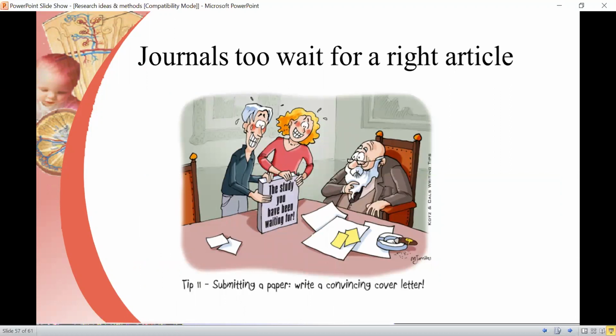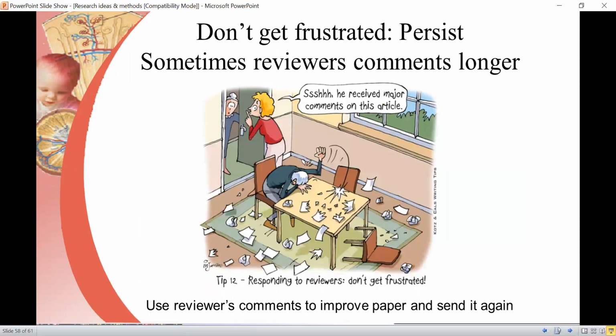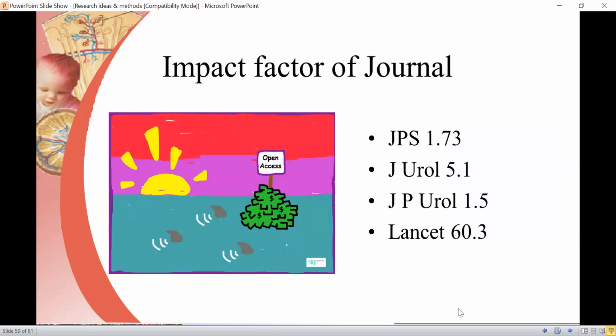Of course, the journals too wait for the right article, and I won't get frustrated if a paper is rejected. You have to keep on persisting, use the reviewers' comments, and try to improve your article. Sometimes I've had reviewers' comments which are longer than the article I wrote. I wrote a four-page article. The reviewers' comments are 8 pages. I shouldn't give up. You should keep improving your article and then send it to another journal, and it will always get published.